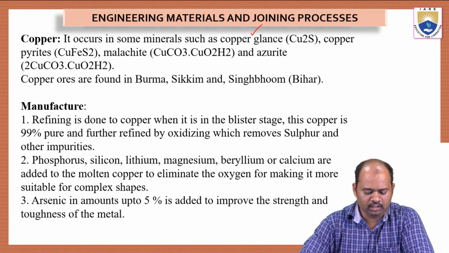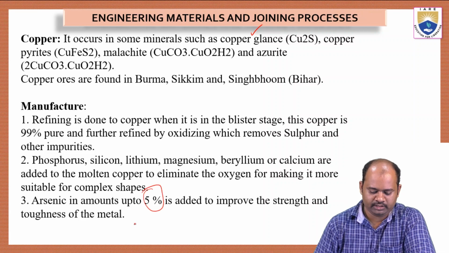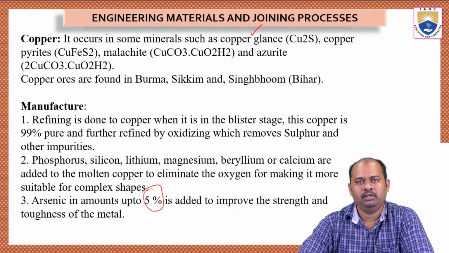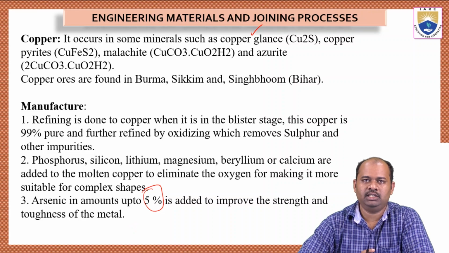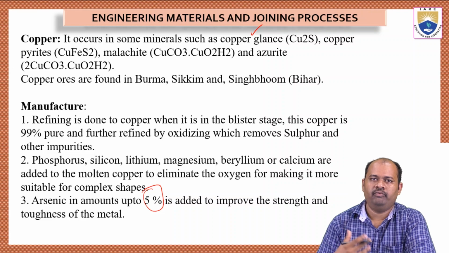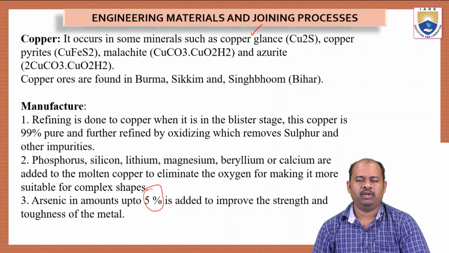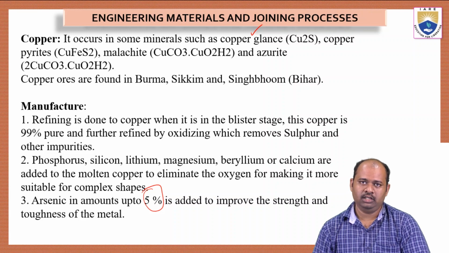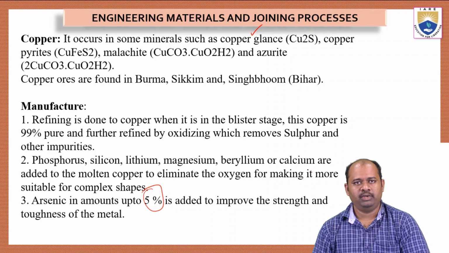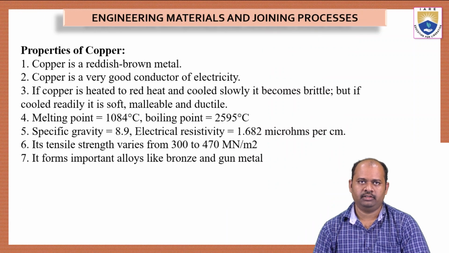Arsenic in amounts of up to 5% is added to improve the strength and toughness of the metal. So arsenic is a metal which is added to copper to improve properties like strength, and also the toughness of the metal can be increased when it is needed. So copper is combined with other metals like arsenic to form alloys which exhibit new properties.